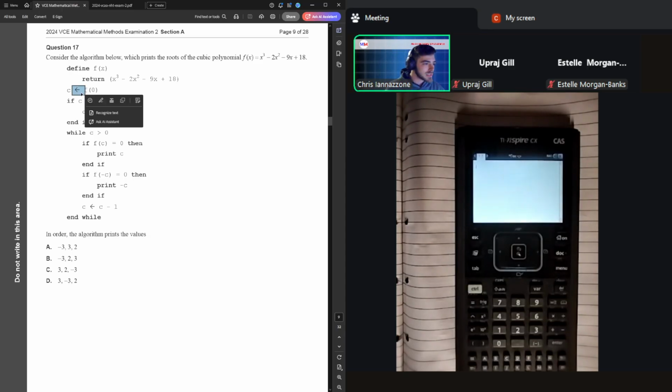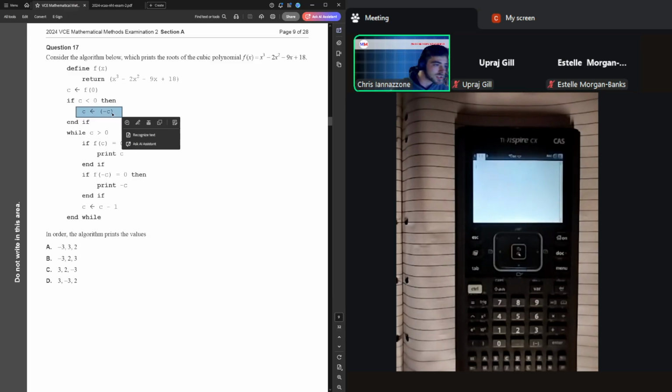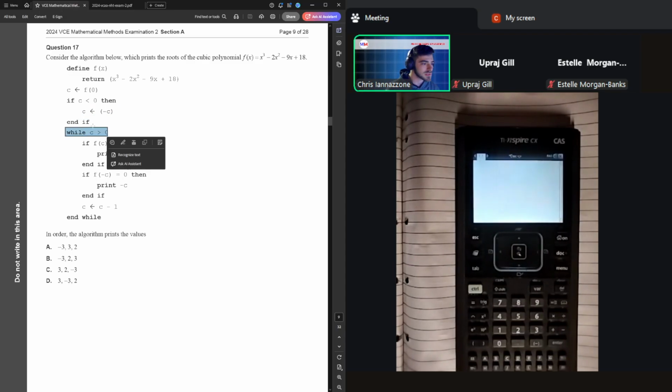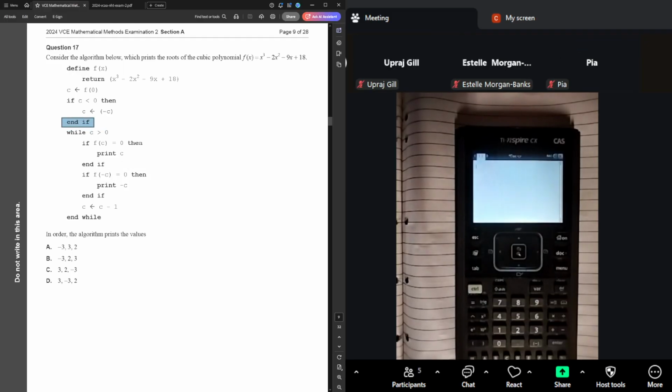Any of these arrows means that the variable is getting assigned whatever's on the right-hand side. So C is getting assigned the value f of 0, which in this case is 18, so C is 18. If statements mean you only do what's in the indented spot if that condition is met. Here, C is 18, and 18 is not less than 0, so this doesn't happen. We skip over to the end of the end if statement.